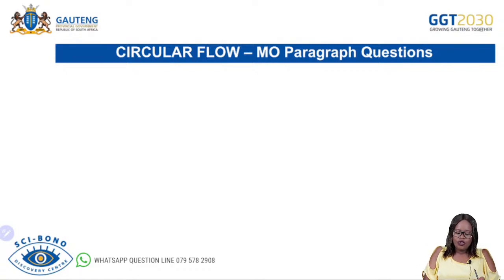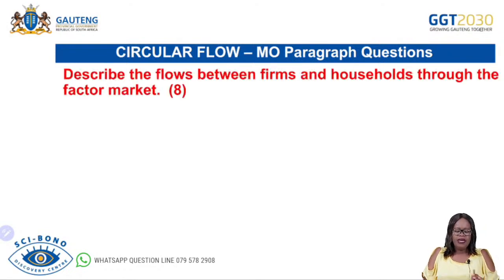Right, now moving on to the next set of questions. Now we are going to be dealing with paragraph questions. Right, now the first paragraph question that is available for us to answer here is going to be, describe the flows between firms and households through the factor market. Describe the flows between firms and households through the factor market. Now, this is an 8 marks question. Now, good people, this is still a middle order question. It is not a higher order question.